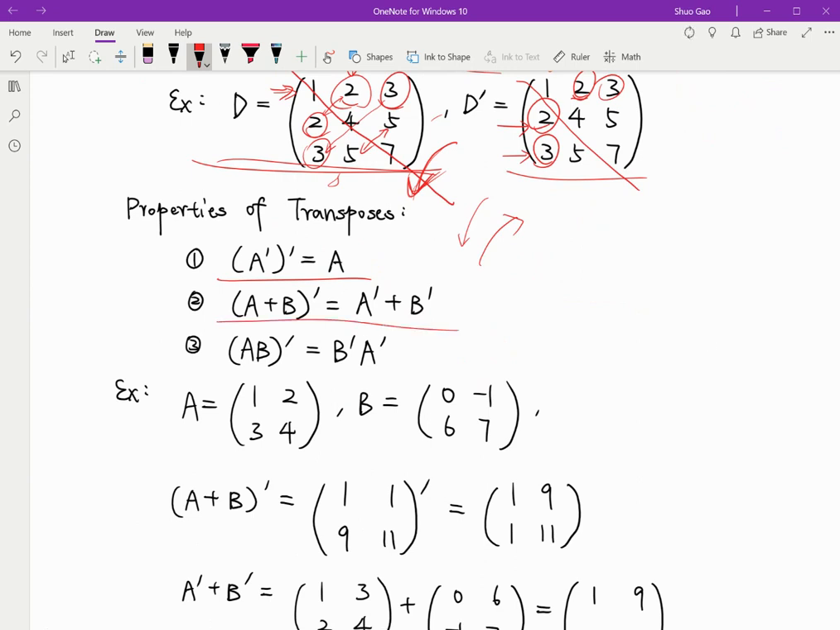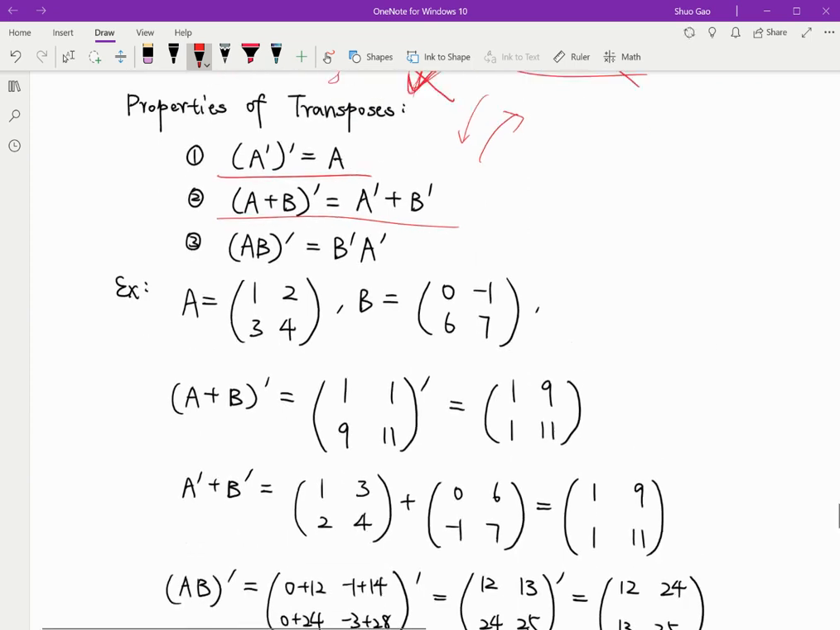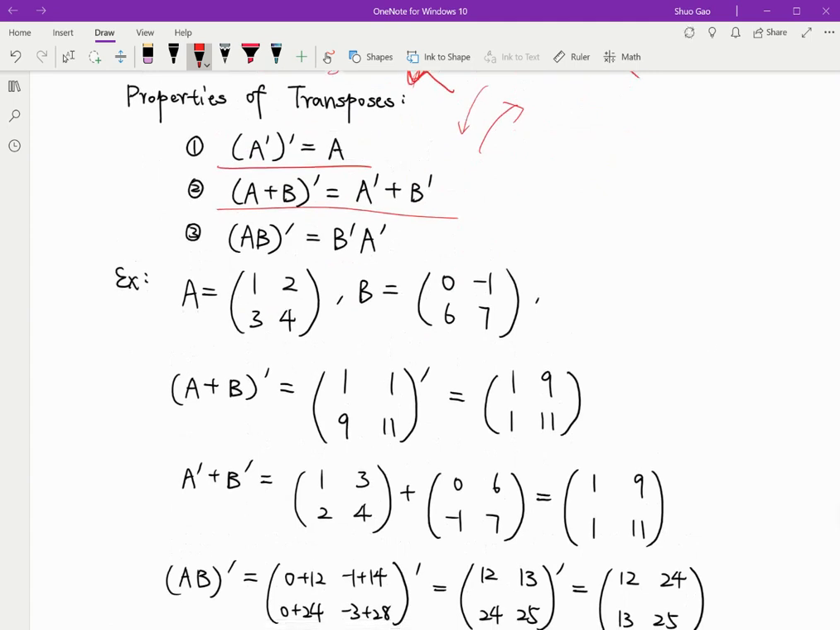And then second, A plus B and then prime is just A prime plus B prime. Right. So the third one is A times B and then prime, and the transpose is B transpose times A transpose. So we change the position from AB to BA. So let's see an example here.